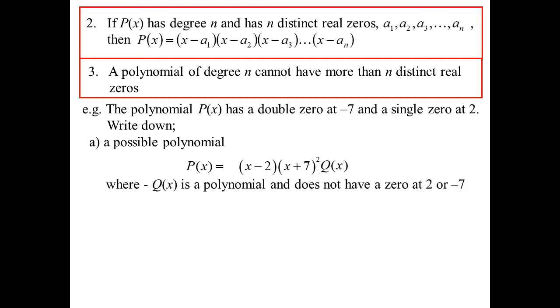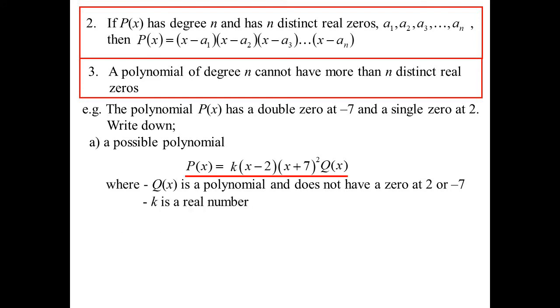It could be times some other polynomial. But that other polynomial can't have a 0 at 2 or negative 7. Because if it did, say it had another one at 2, it would no longer be a single 0 at 2. If there was another one with 2 as well, it would become a double one. So it's any possible polynomial, but that possible polynomial can't have 2 or negative 7. I suppose, again, I could multiply it all by some constant number.